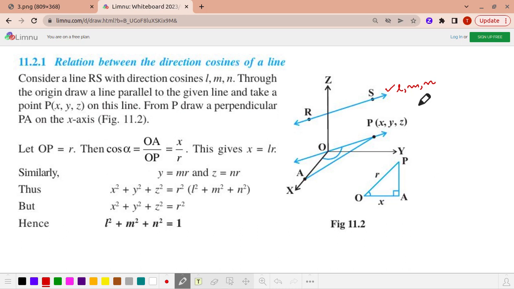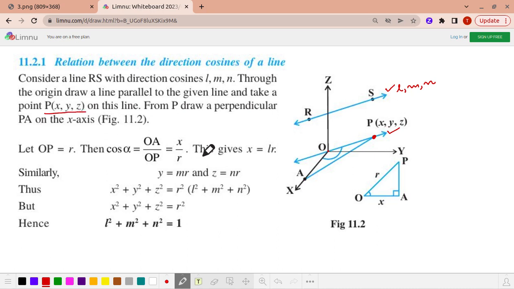Now, in order to find the direction cosines of that line RS, what we need to do, dear students, is draw a line parallel to RS and passing through the origin, and let us consider OP be that line. That OP is the line which is parallel to RS, but OP is passing through the origin O, as you see here. And let us consider any arbitrary point P on that line OP. In fact, that P is the point having coordinates x, y, z.